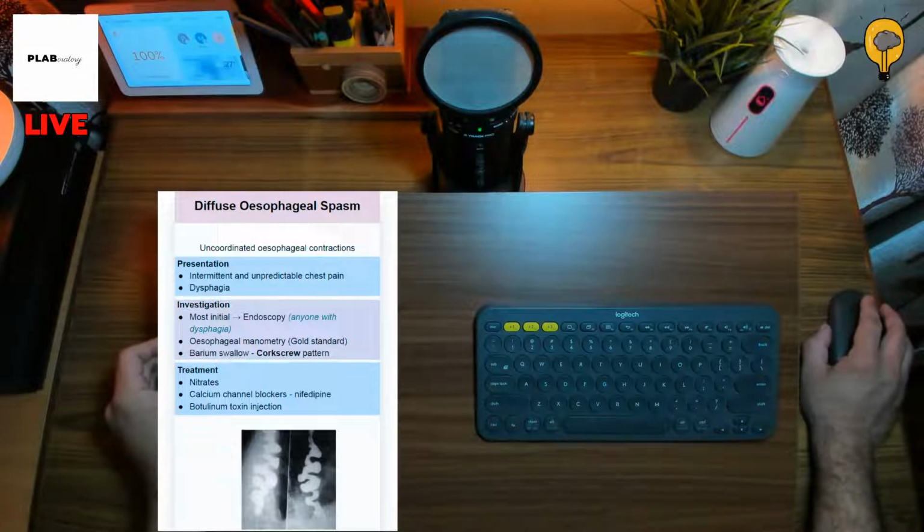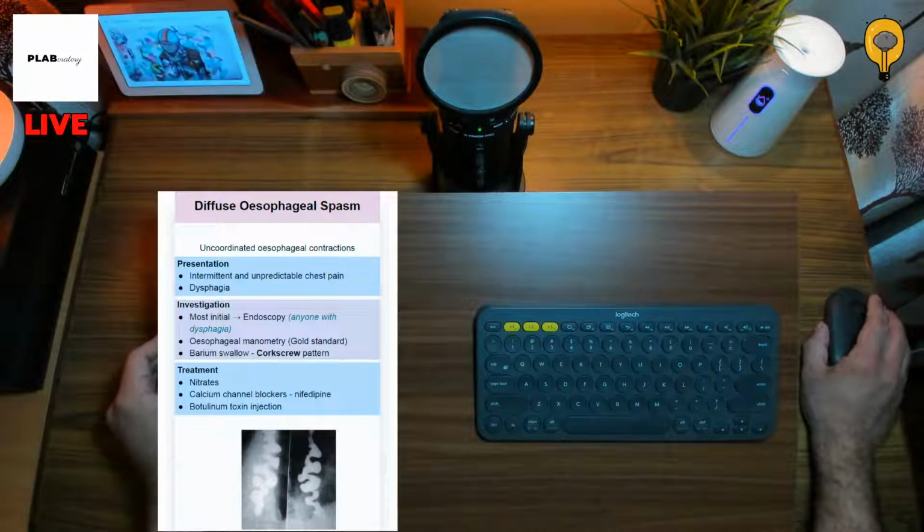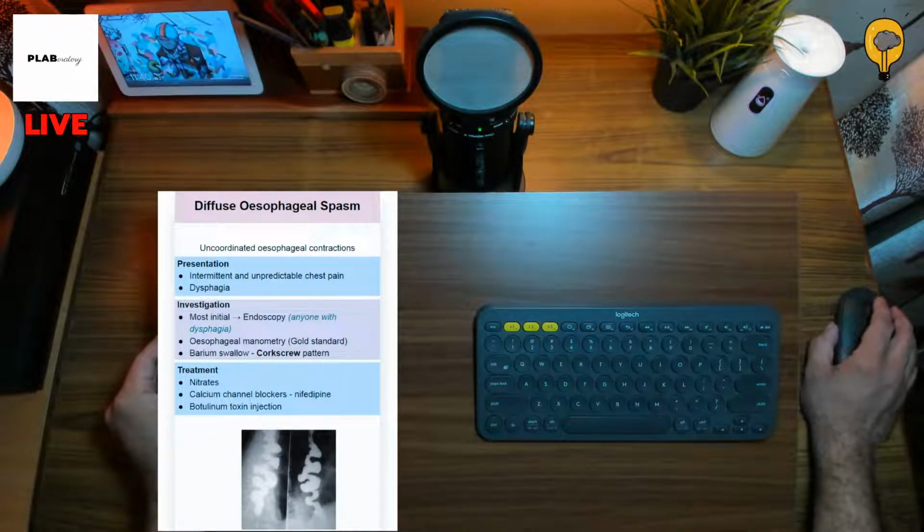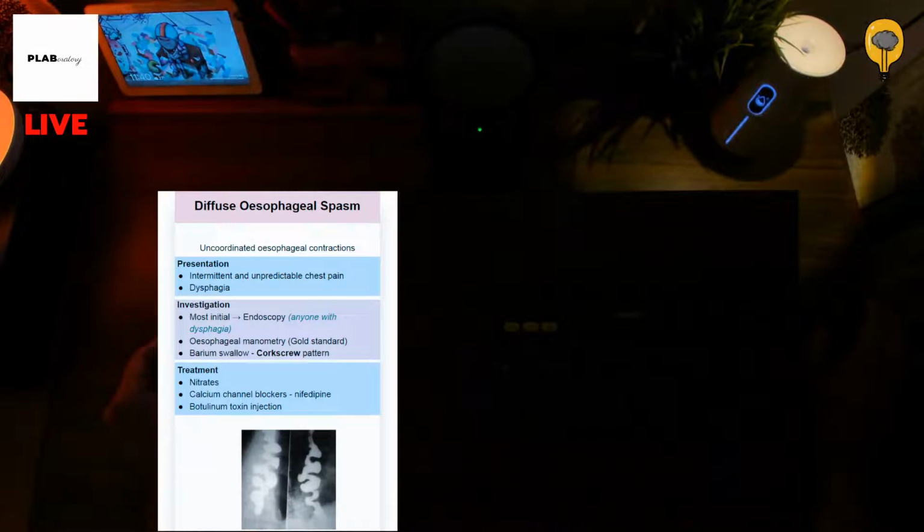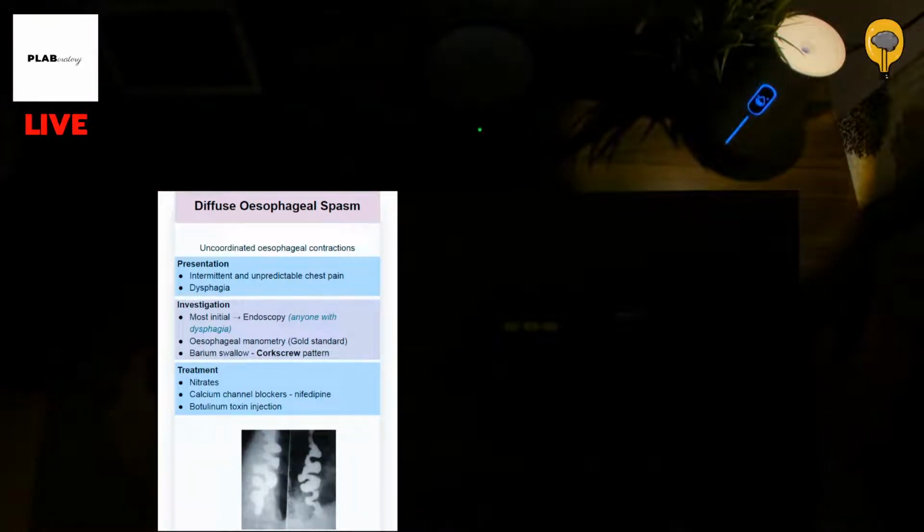So, in summary, for dysphagia the initial investigation should be endoscopy, with the exception of suspicion of a pharyngeal pouch, because there is a risk of perforation in that case. For dysphagia with suspected diffuse esophageal spasm or achalasia, the most appropriate investigation would then be barium swallow or manometry.